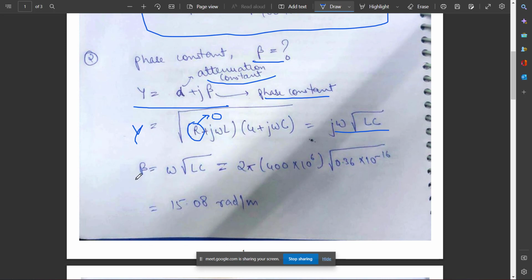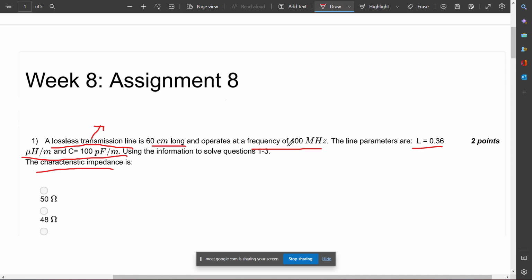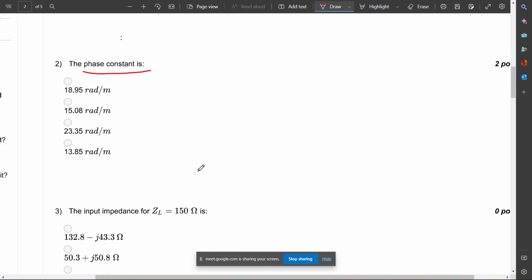So beta will be, here the propagation constant has only an imaginary term, so this whole term is imaginary, so our beta will be equal to omega root LC, right? We know the frequency, 400 megahertz, we can convert it into omega. So 2 pi f and then root LC, right? So we got 15.08 radians per meter. Section option B.